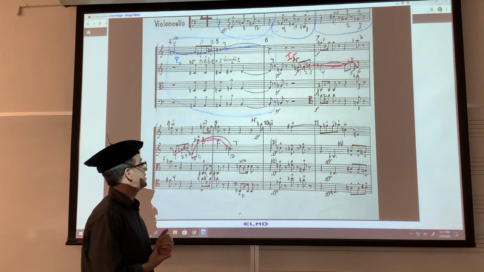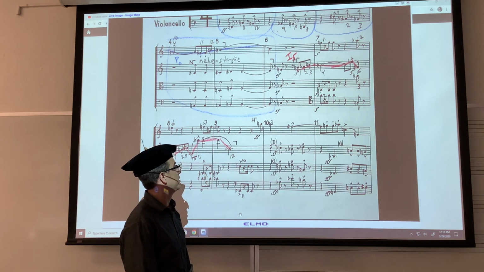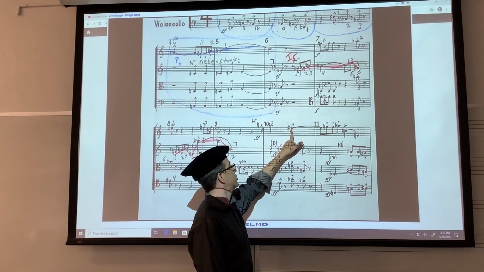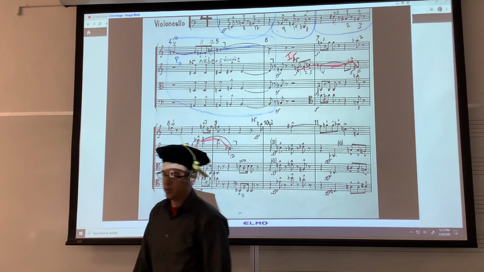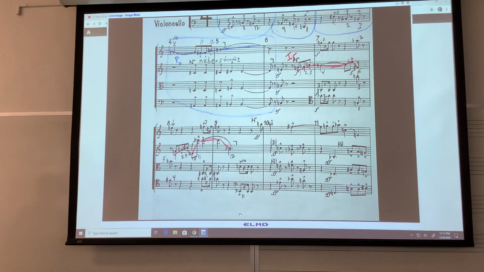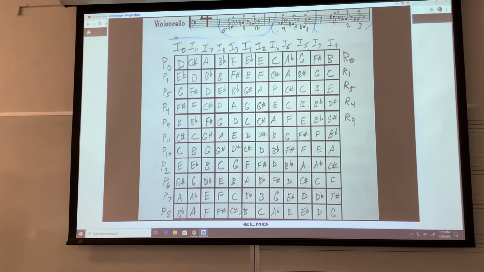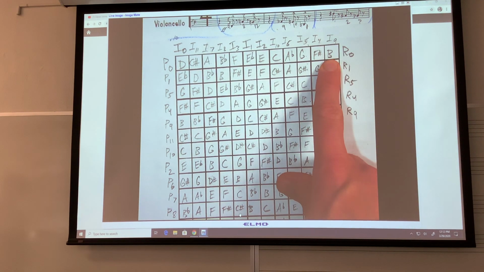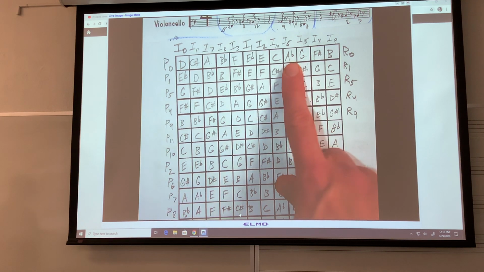Now, let's take a look at this next Hauptstimme in the first violin. It starts with B, F sharp, G, A flat. Do we have one of the rows that starts B, F sharp, G, A flat? I found it. B, F sharp, G, A flat. This is R0.